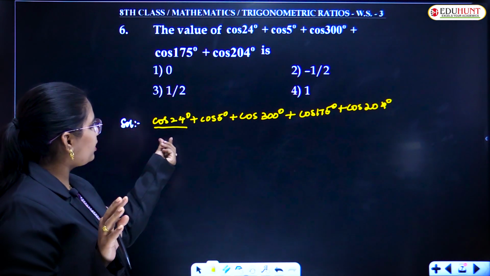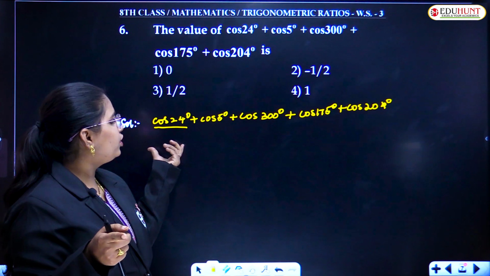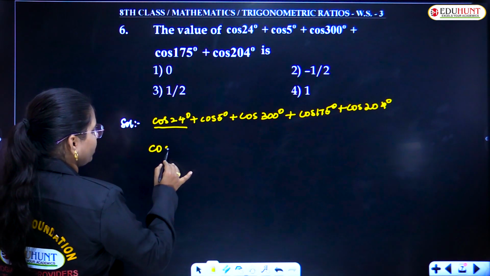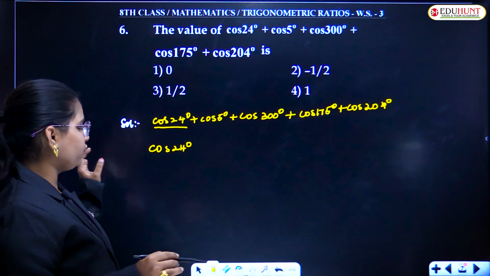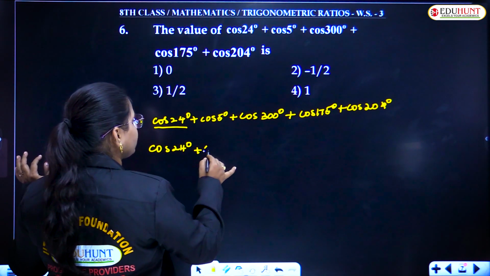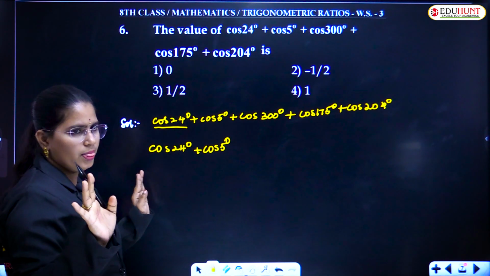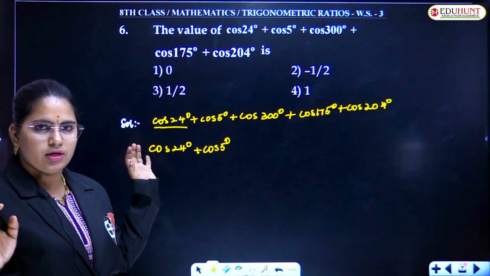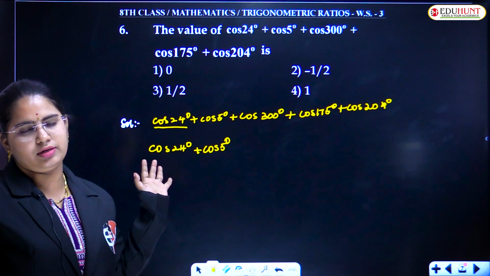First tell me, for cos 24 you don't know anything. Can you do this by taking the concept of allied angles? No, right? So I'll keep this cos 24 as it is. I will do nothing with this cos 24. Similarly, I'll keep cos 5 degree as cos 5 degree only. I have not made any modifications to the small angles. It's just a bit of mental calculation.